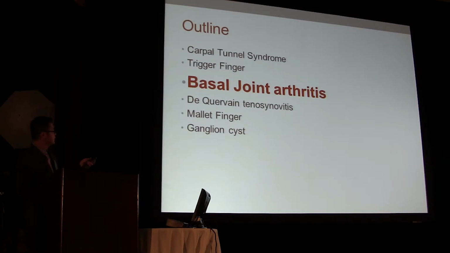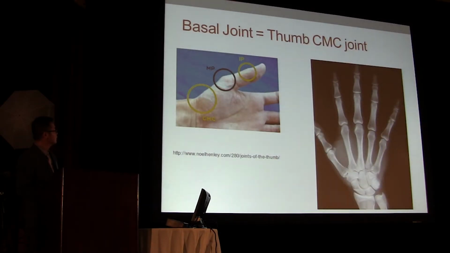Okay, this is going to go a little bit quicker. Basal joint arthritis. So what is the basal joint? When we talk about the basal joint, we mean the CMC joint of the thumb. So this is the IP joint, interphalangeal joint, MP joint, and then the CMC joint is down here. If you go down the dorsum of your thumb, it'll be solid and then it drops. That's where the CMC joint is.